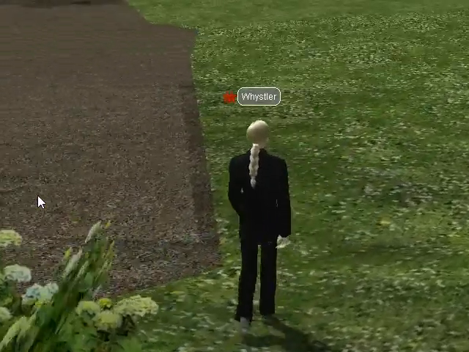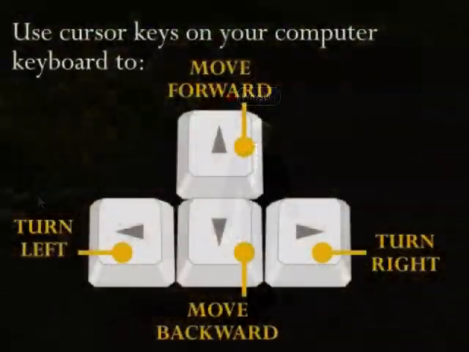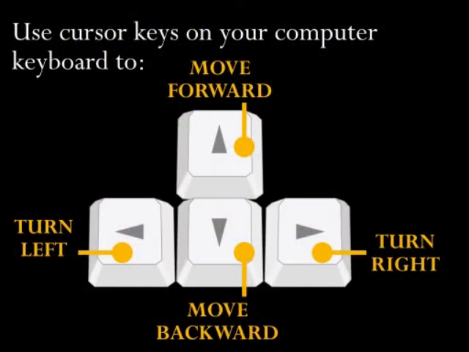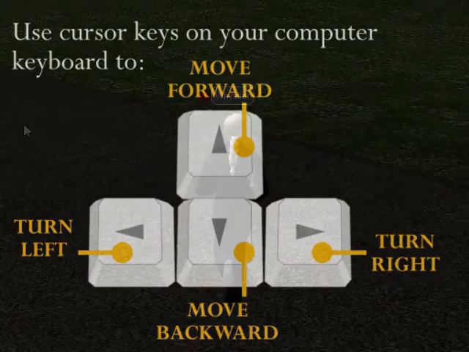To move around Activeworlds, you'll want to use the cursor keys on your keyboard, which are the little arrows. Pressing the up arrow will move you forward, and pressing the down arrow will move you backwards. The side arrows will turn your view left or right, depending on which arrow you press.